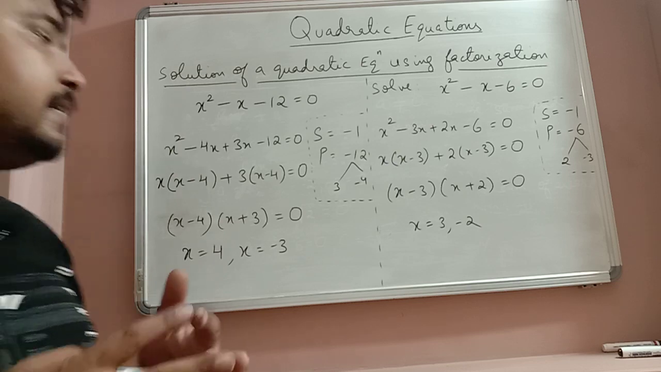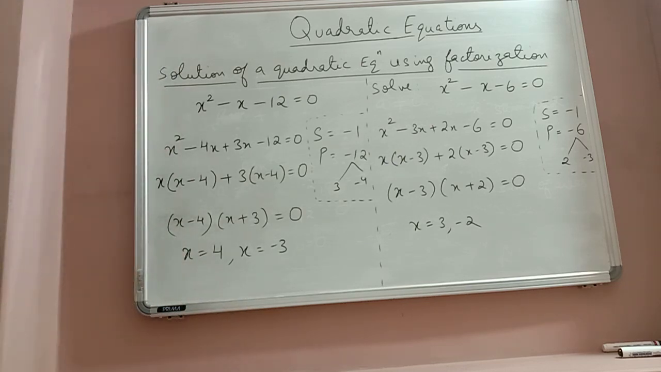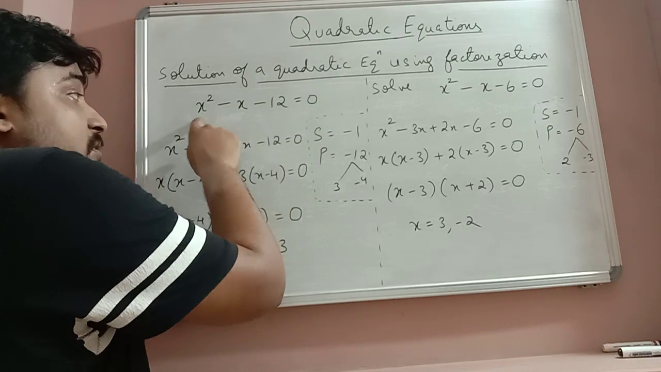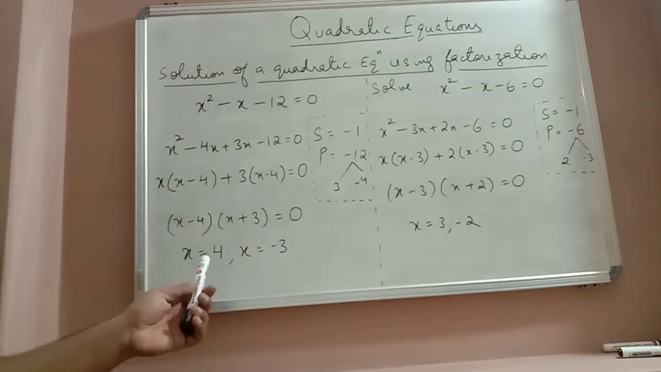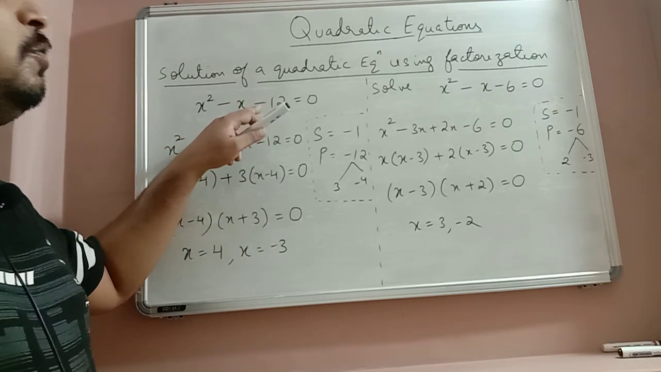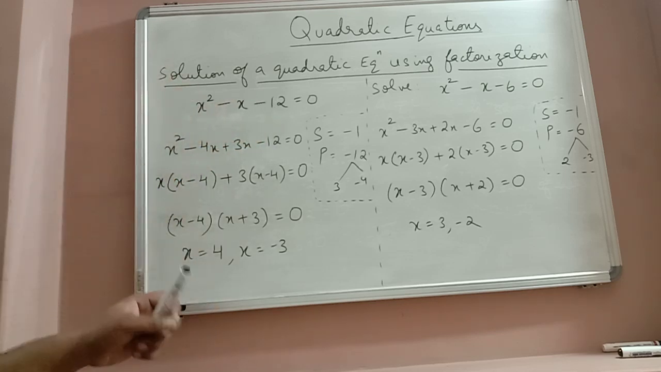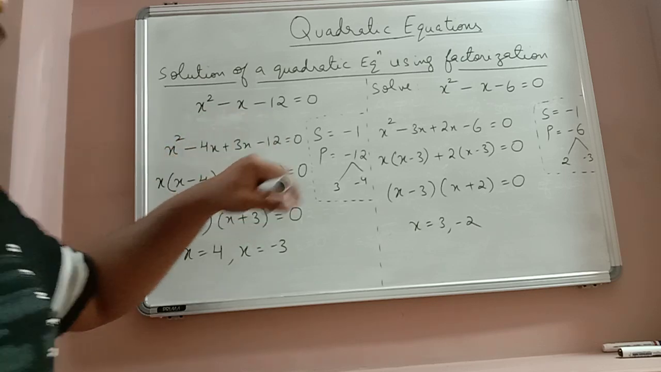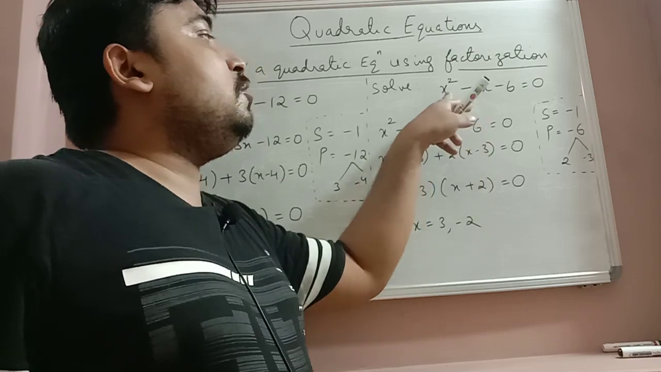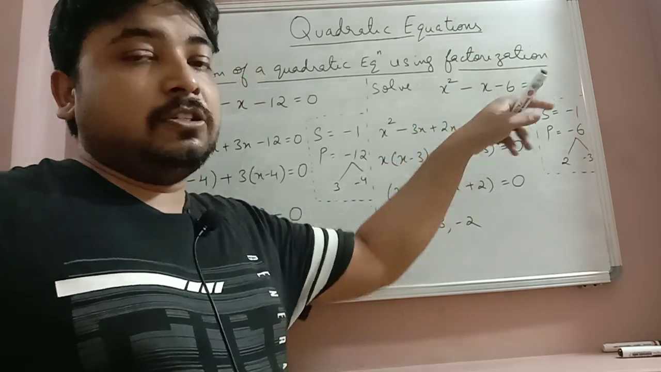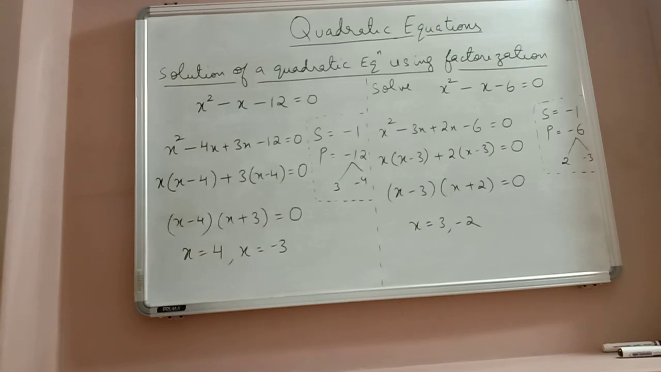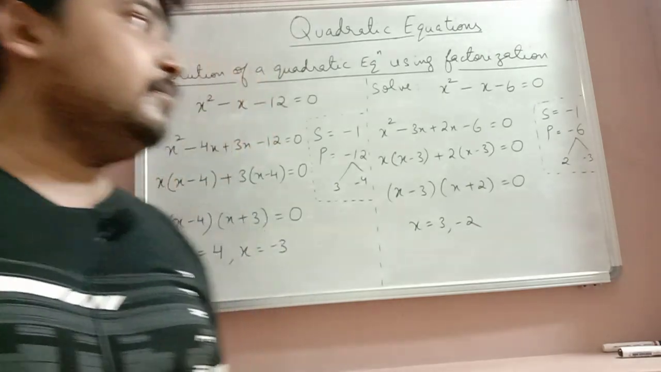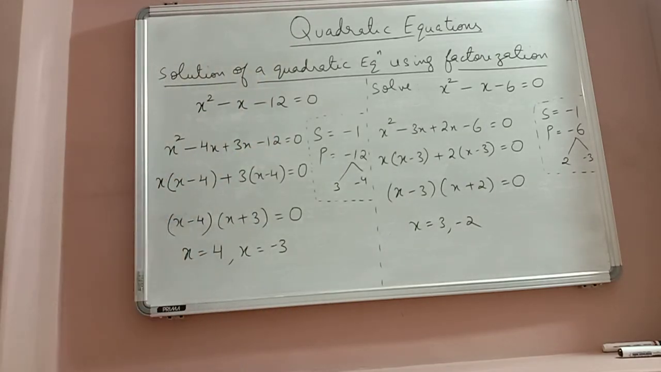Now there is one interesting thing that we can conclude from here: if I vanish this 0, this will become a quadratic polynomial. So zeros of the quadratic polynomial and the solution to this quadratic equation are the same. So 4 and minus 3 are the zeros of the quadratic polynomial x square minus x minus 12. And similarly 3 and minus 2 are the zeros of the quadratic polynomial x square minus x minus 6. So the zeros of the quadratic polynomial and the solution to the corresponding quadratic equation are always the same. Alright, you may note down this.